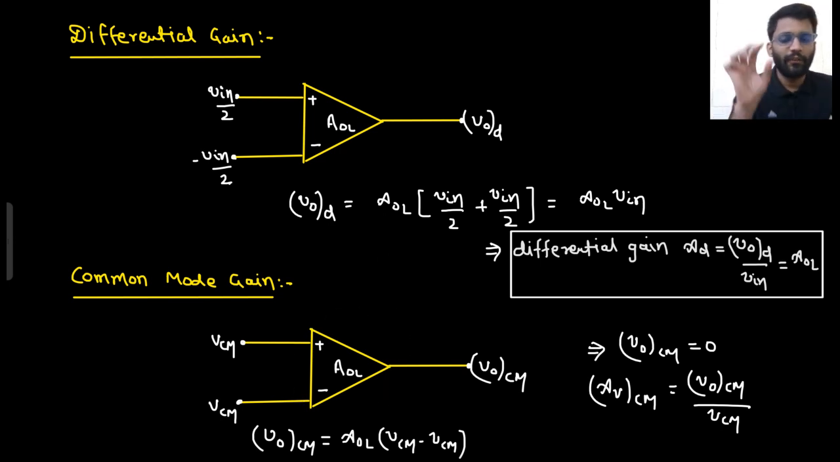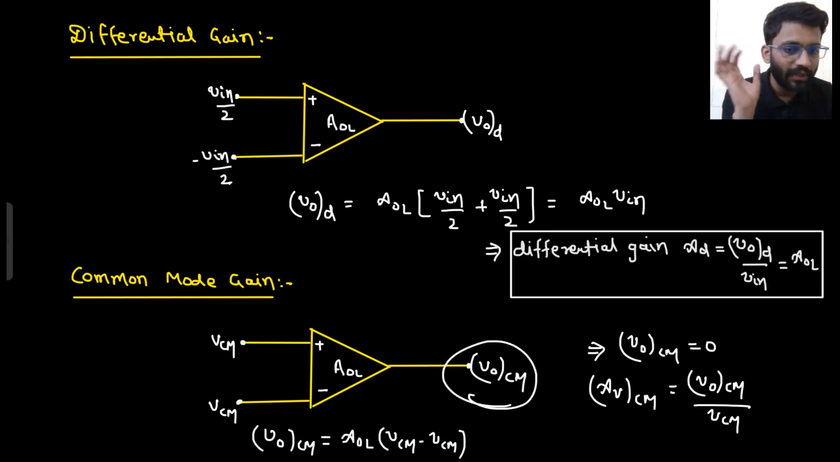If you are finding common mode gain, what will you do? At V positive, you will apply VCM. At V negative, you will apply VCM. Then you will see what output you are getting. For an ideal OpAmp, you are certainly getting 0 output, right? If you are getting non-zero output, your common mode gain will simply be V naught CM divided by VCM. That's it. It's not that you are going to write V naught CM divided by VCM minus VCM.